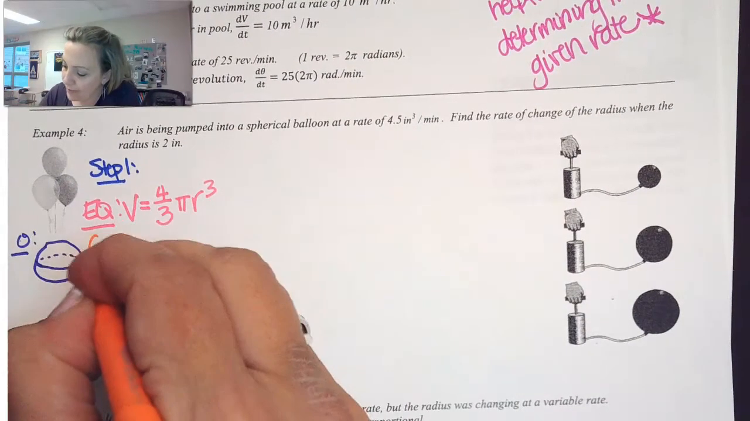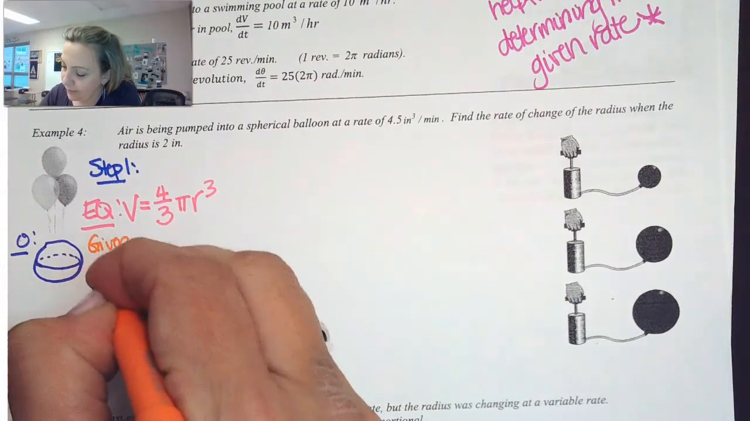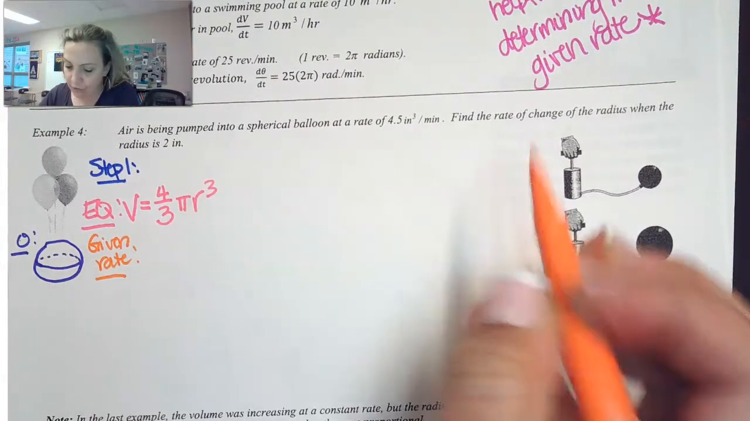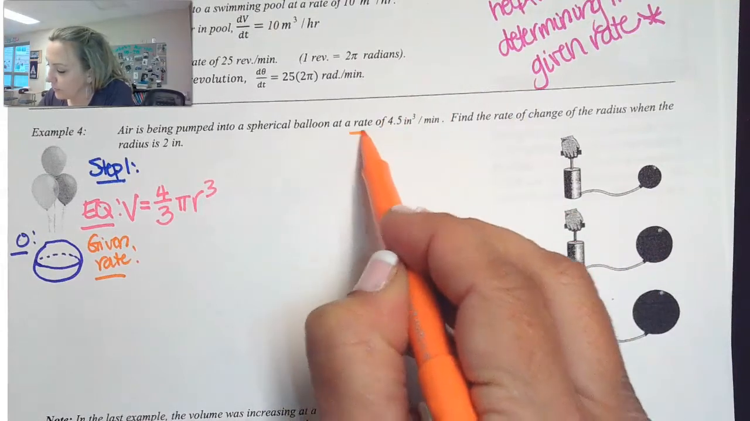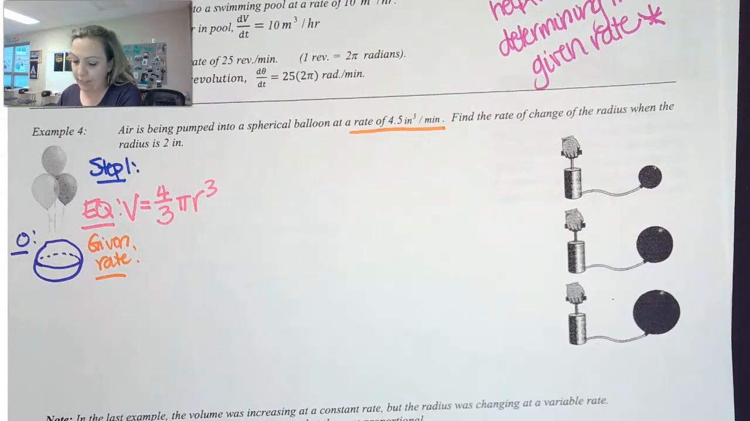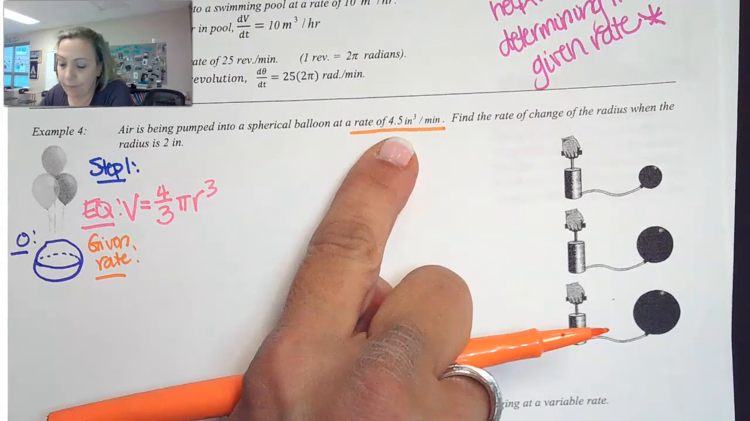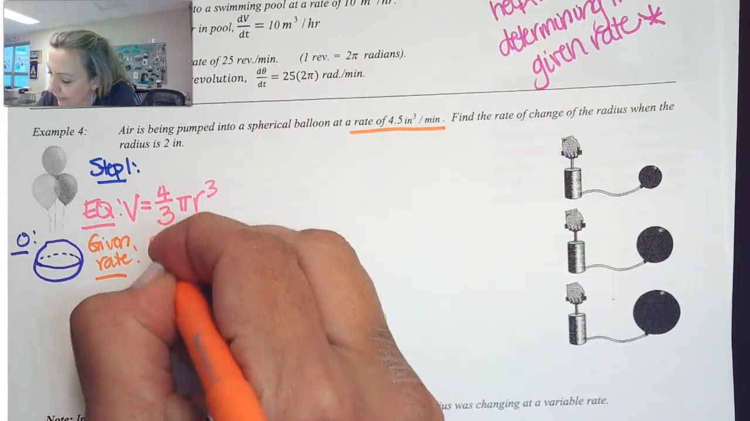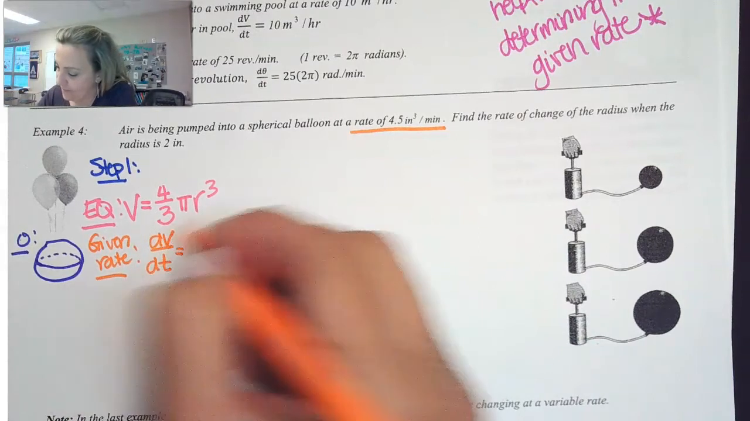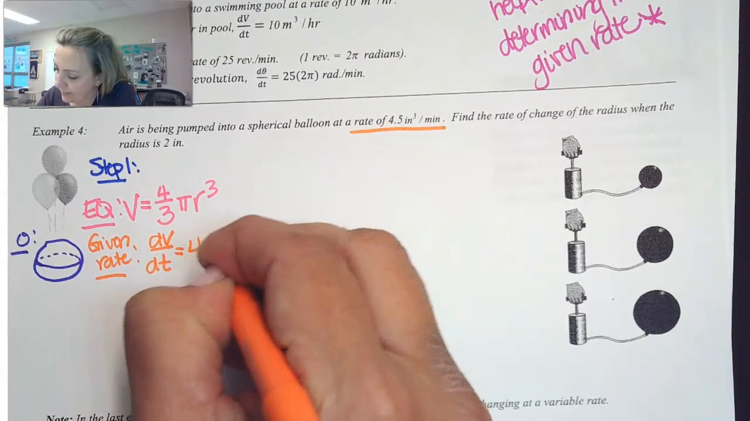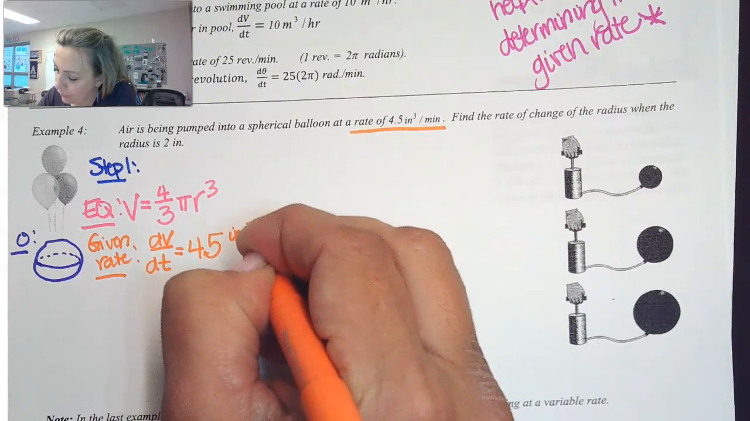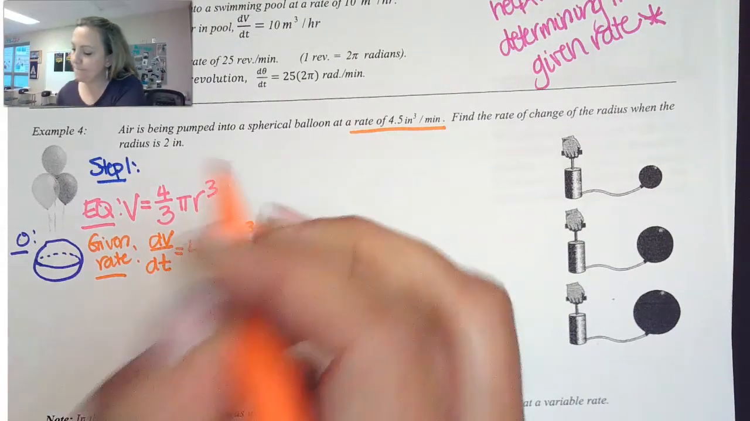Remember, we also want the given rate. And that's usually pretty obvious, that this is the rate of 4.5 cubic inches per minute. And again, cubic inches means a volume. So that tells us that the given rate is dV/dt. And we'll just write that that's 4.5 cubic inches per minute.